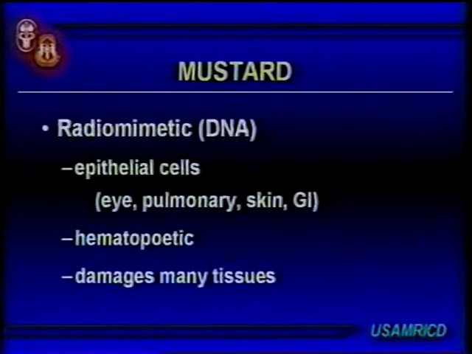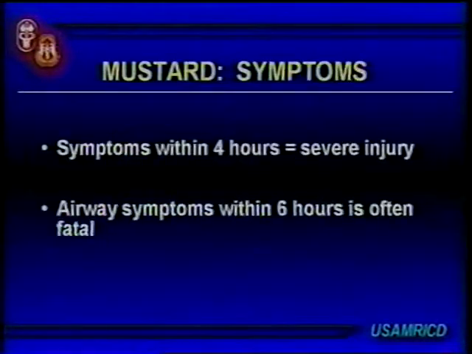I've told you that mustard has been called radiomimetic because it has a primary effect at the DNA of your rapidly dividing epithelial cells, your bone marrow, your GI tract. Okay? When the symptoms come on within 4 hours, you got a severe injury, okay? And it's really severe if it involves your lungs or a large surface area on the body. If the airways, the symptoms are coming on within 6 hours, it's often fatal, okay?